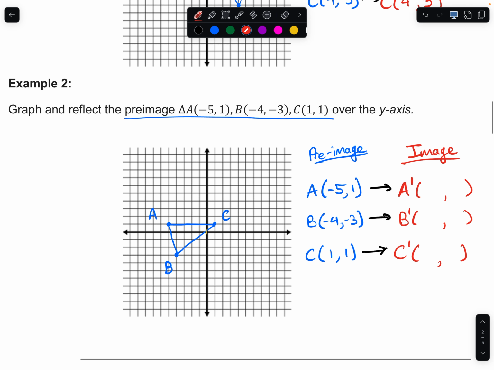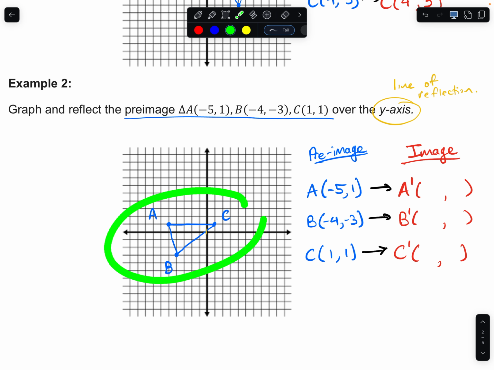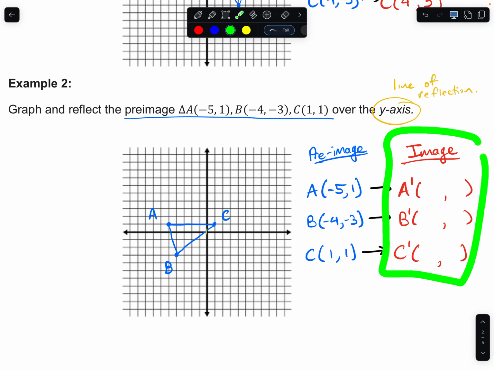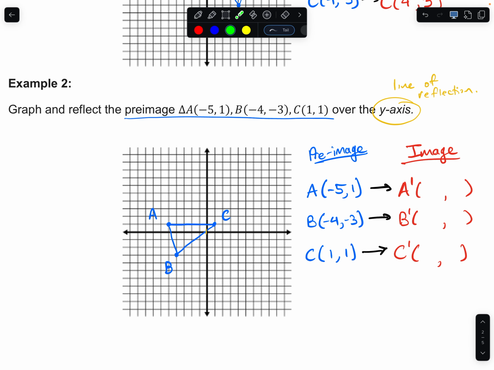Let's try another example. We're given a pre-image. This time our line of reflection is the y-axis. All right. Pause the video. Go ahead and take a moment to catch up. Graph the pre-image, write down the points, and get ready to write down the points for the image.